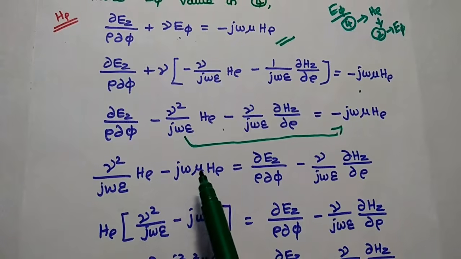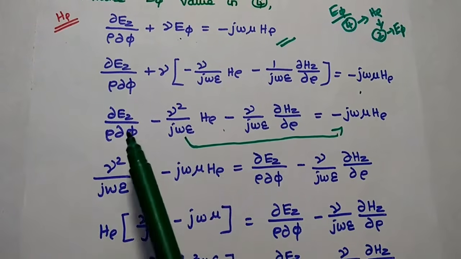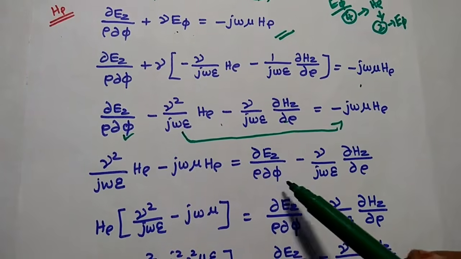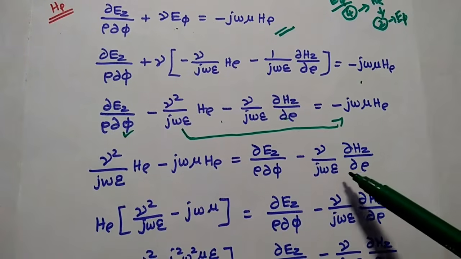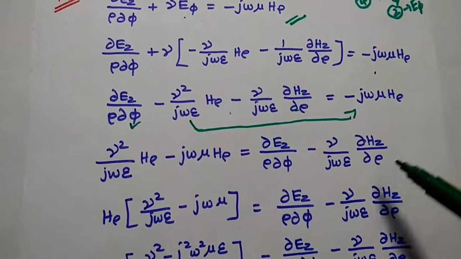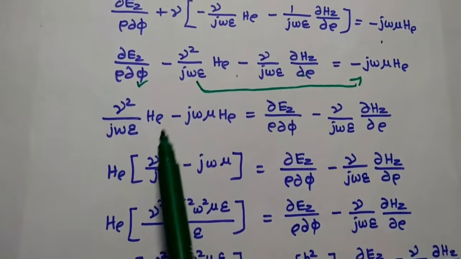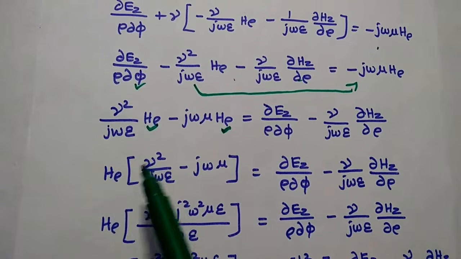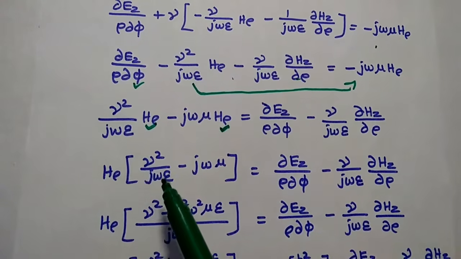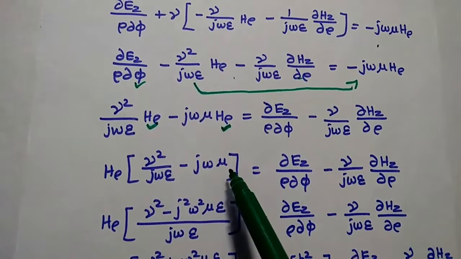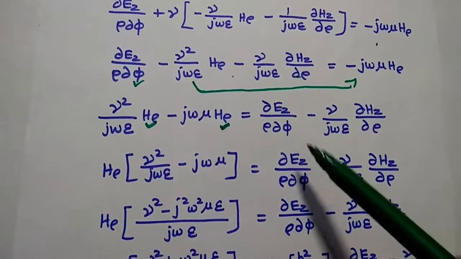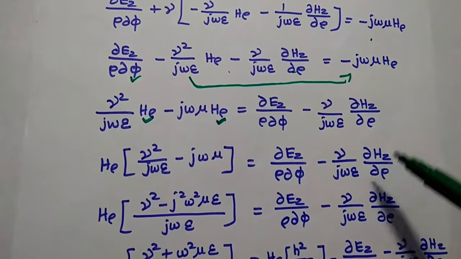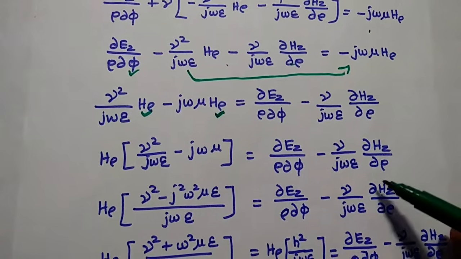This value is -jωμHρ, is equal to the remaining terms, ∂Ez/ρ∂φ - γ/(jωε) ∂Hz/∂ρ. Okay, so in this one, we are going to find out the Hρ value. We can take it as a common one. So Hρ into (γ²/(jωε) - jωμ) is equal to ∂Ez/ρ∂φ - γ/(jωε) ∂Hz/∂ρ.